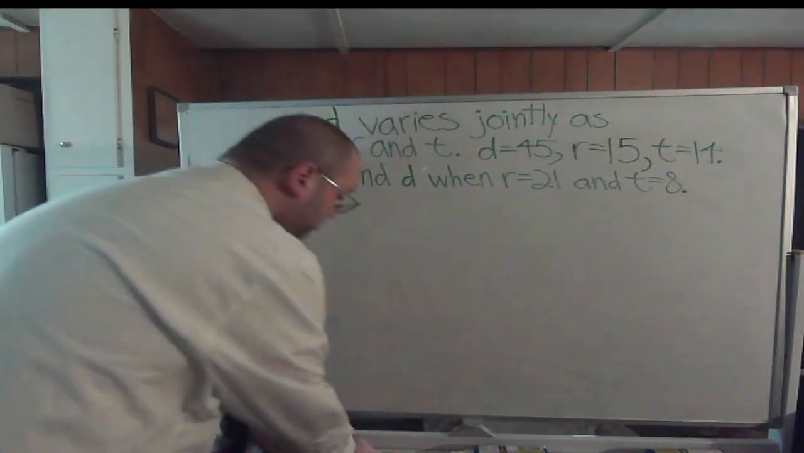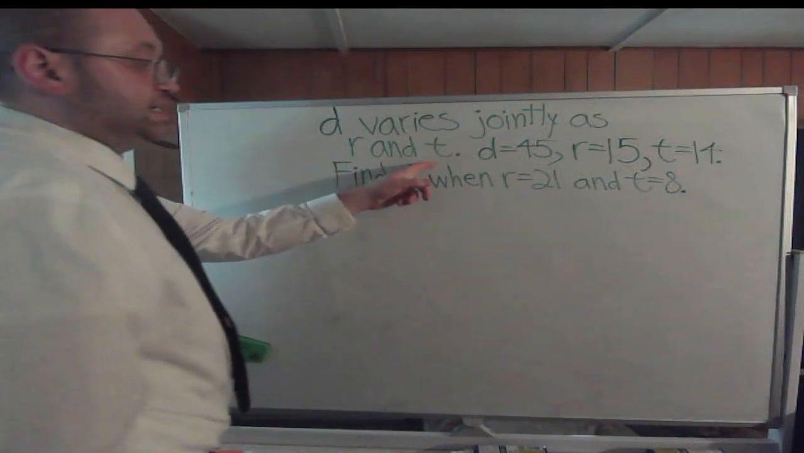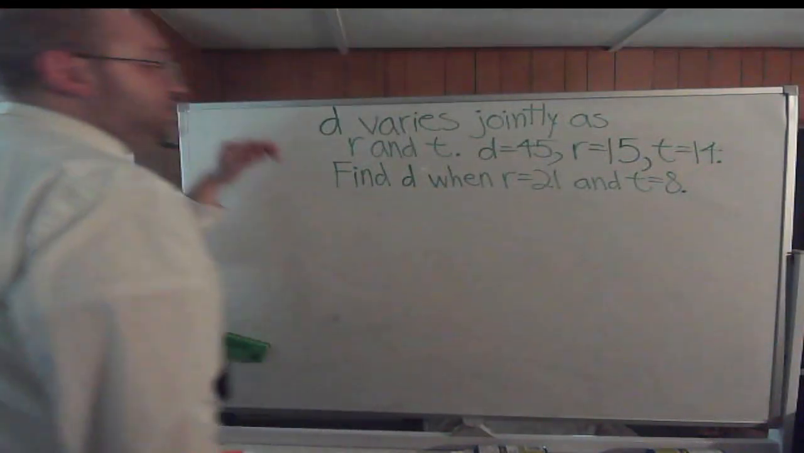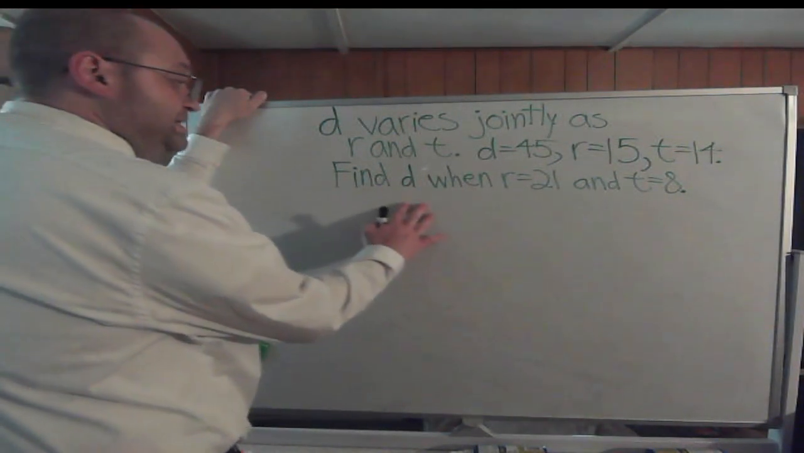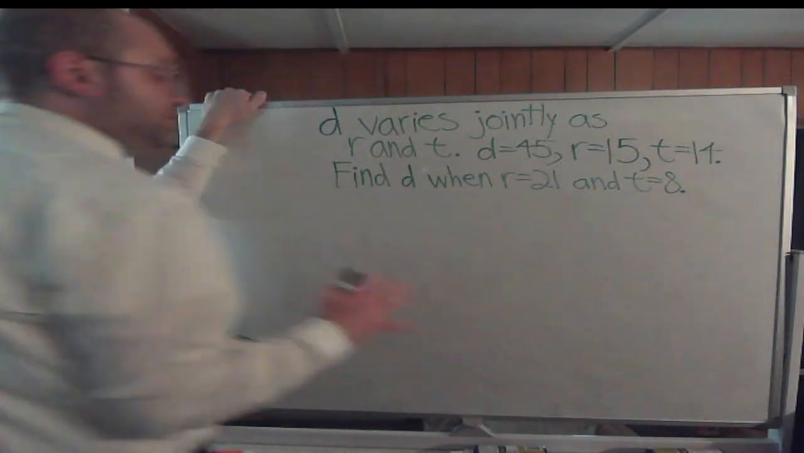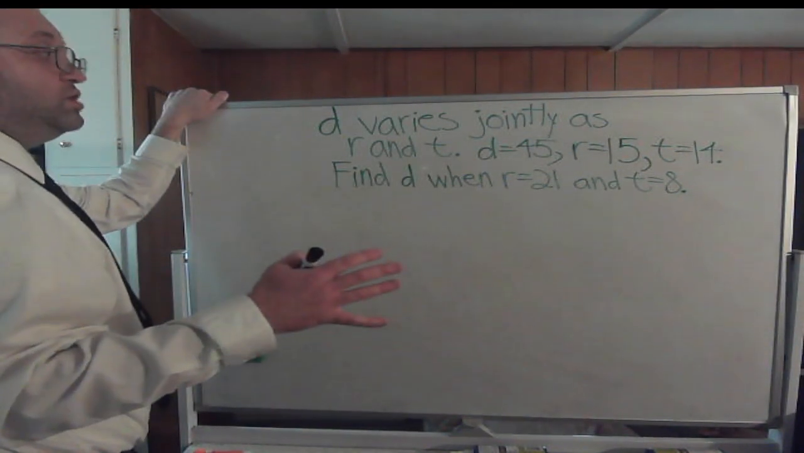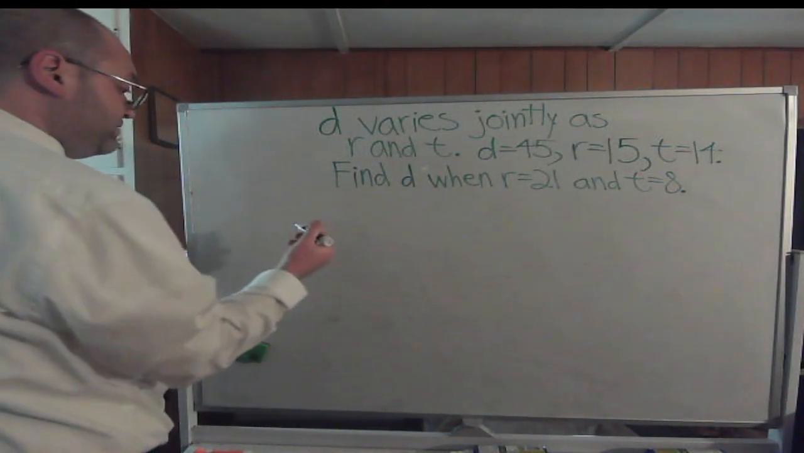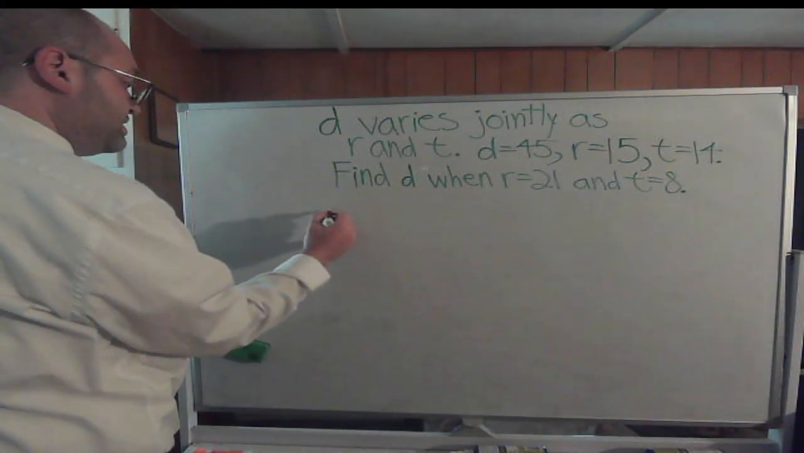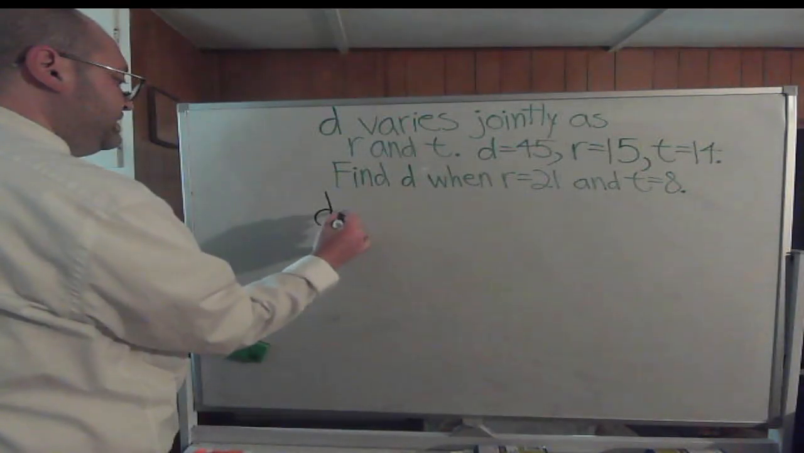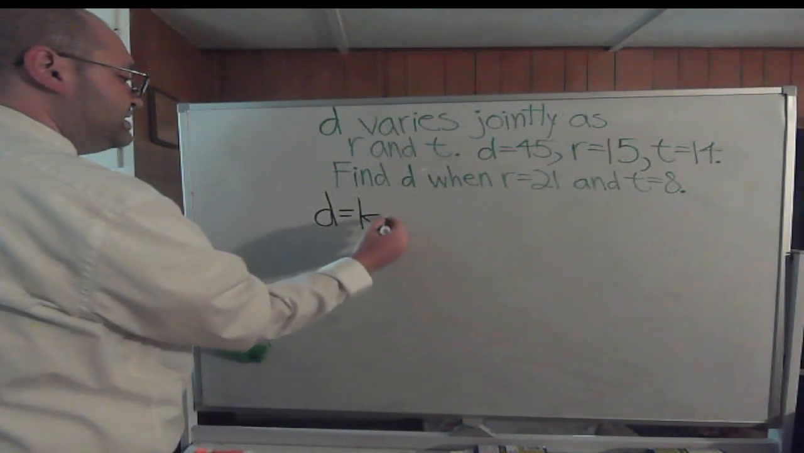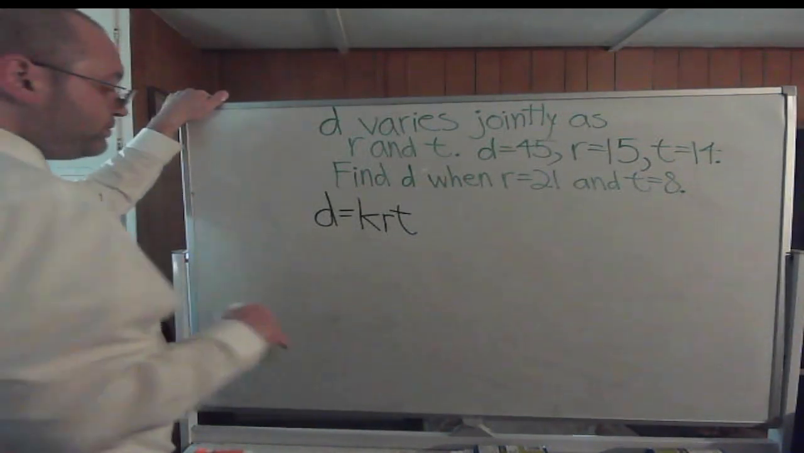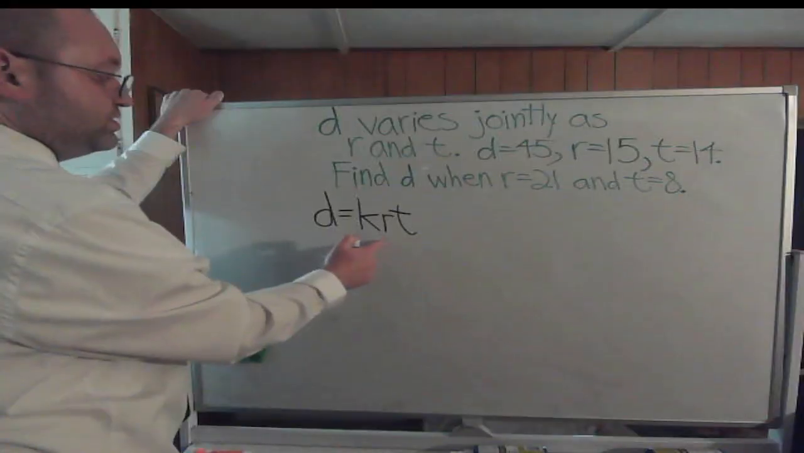So we got the problem D varies jointly as R and T. D equals 45, R equals 15, T equals 14. Then it asks you to find D when R equals 21 and T equals 8. Well, start with your first sentence always: D varies jointly as R and T. So that's going to take the form D equal to that constant of variation K times R and T. So you would get the equation D equals KRT.